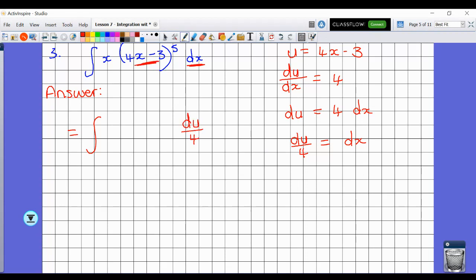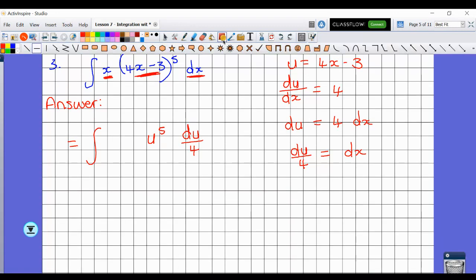Now I'm going to deal with this bracket. So that inside of the bracket is u, and it's to the power of 5. But this one's slightly different here, because I've now got an x term at the front. Now if I stick an x in there, nothing's going to cancel, is it? So then it's not ready for integration, because we need to get rid of all the x's. So we need to think about something else.